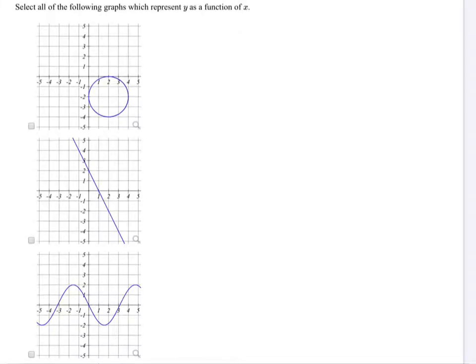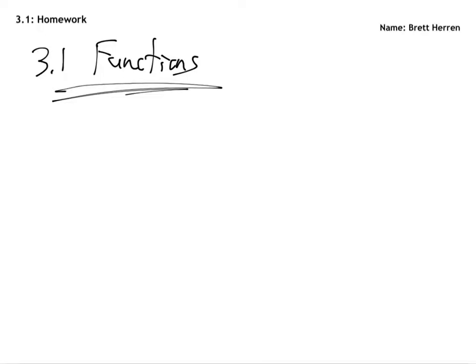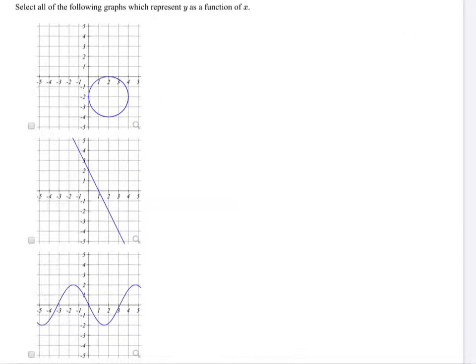So 3.1, which is functions and function notation. So, all right, here we go. We're going to start off with question number 1. It's got a bunch of graphs on it. So this is going to be quick and easy, this first one.